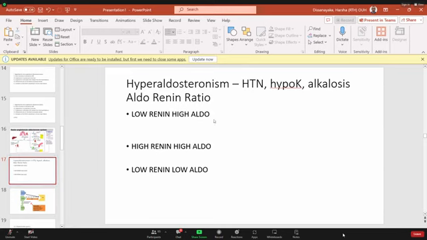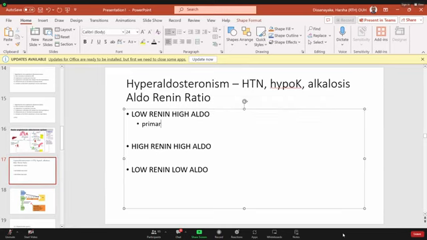Okay, so this is primary hyperaldosteronism, which can be due to bilateral adrenal hyperplasia or an adrenal adenoma, which is called Conn syndrome. It can rarely be adrenal carcinoma, let's say adrenal cancer. And there is one other cause, which I don't think you need to remember. If someone is interested, it is glucocorticoid remediable hyperaldosteronism. Right, so that is low renin, high aldo.